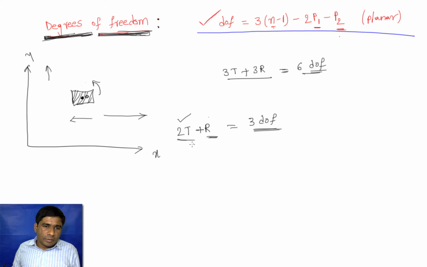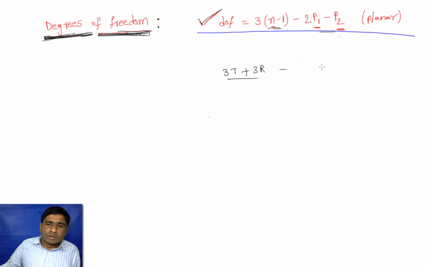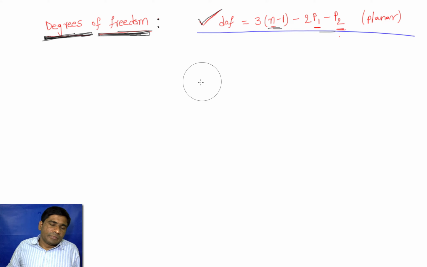And most of the mechanisms that we are going to deal with in this chapter are planar. So we would like to derive these degrees of freedom for the planar mechanisms. Before going into the derivation here, I would like to consider some other types of links and the possible degrees of freedom and constraints between those links.